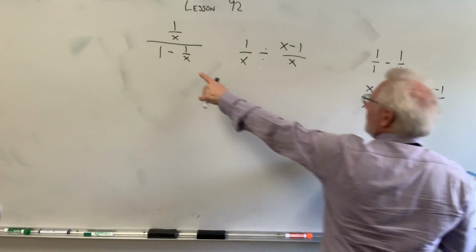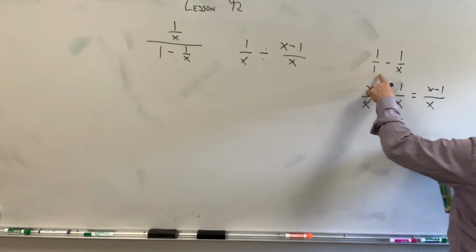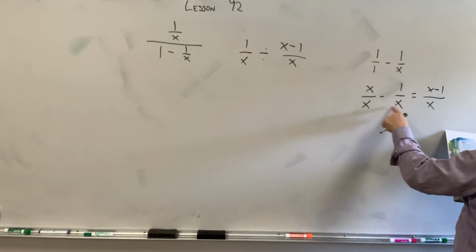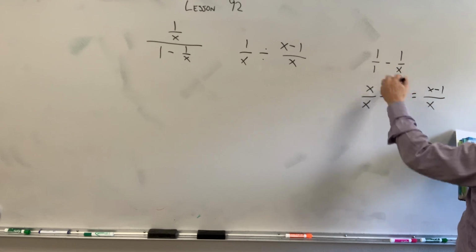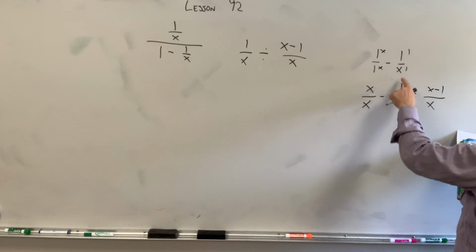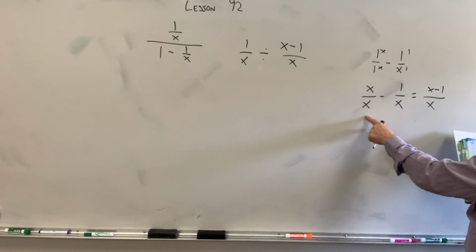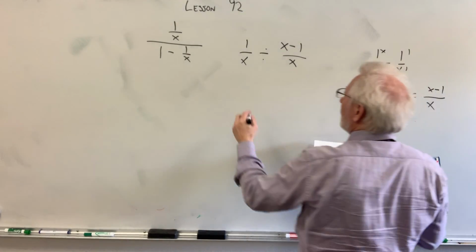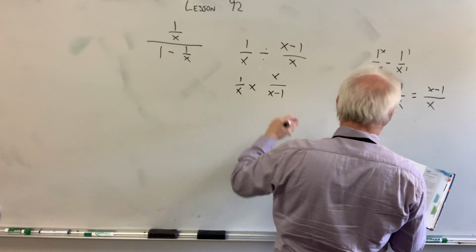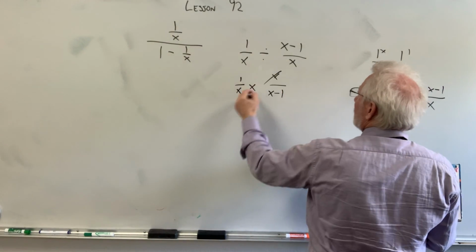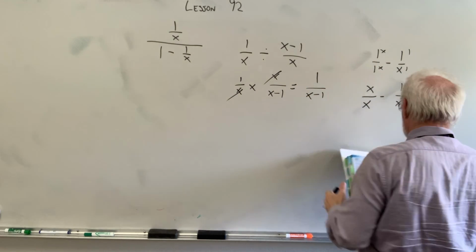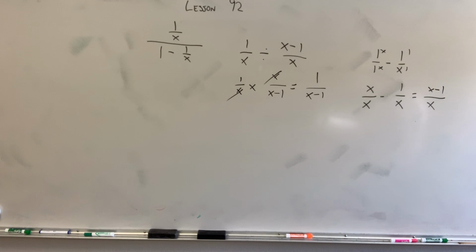But that's how we went from here to here by going the 1 minus 1 over x, coming up with the common denominator. I multiplied this side by x and this side by 1. And here's what I ended up with. Okay, I hope that makes sense to everybody there. All right, so now we just go 1 over x times x over x minus 1. And the x's cross each other out, and you're left with 1 over x minus 1. Okay? Pretty simple right there, huh?